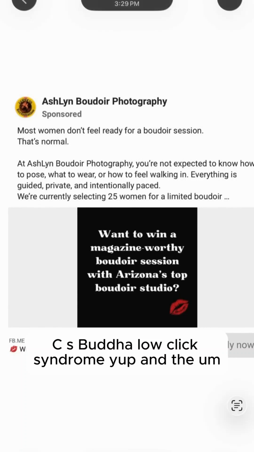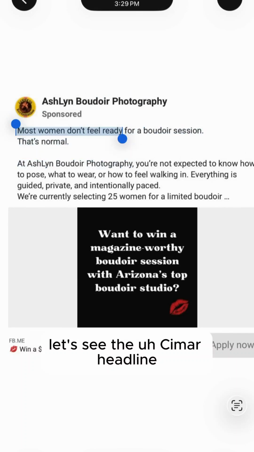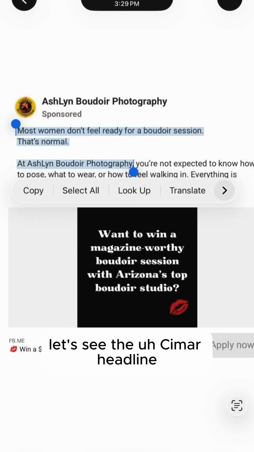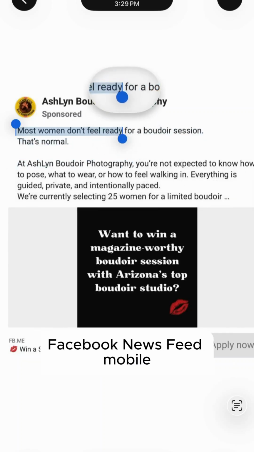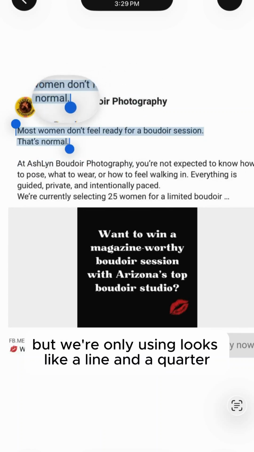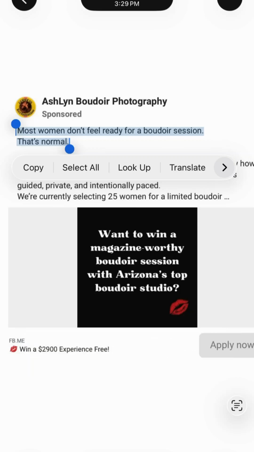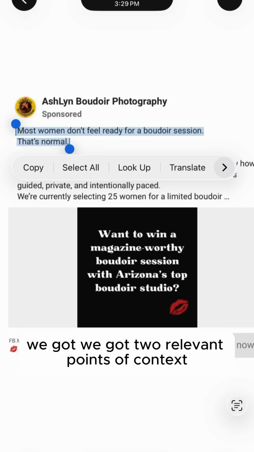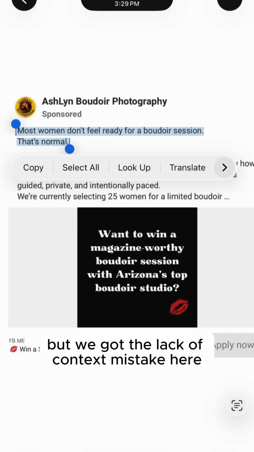Yep. And let's see, the headline, we got the first 2 3/4 lines on the Facebook newsfeed on mobile, but we're only using a line and a quarter. Most women don't feel ready for a boudoir session. That's normal. All right, we got 2 relevant points of context, but we got the lack of context mistake here.